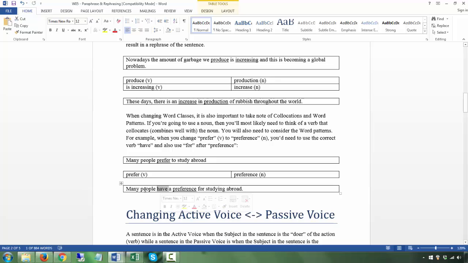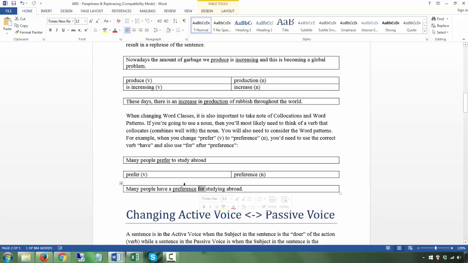You can't say, for example, many people make a preference for studying abroad. Students may say this, but it is not the right collocation. You don't make a preference, you have a preference. And again, you also have to use the preposition for. Not preference of, not preference to, but preference for. These are collocations also. So this is a verb collocation, this is a preposition collocation. You have to get it right. So just by changing a word class, you have to think about a lot of other things.